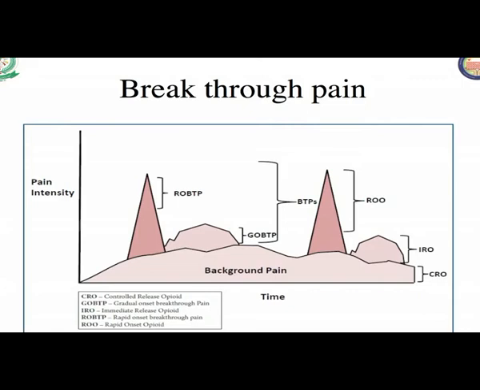Why do we choose this type of opioids? Because the onset of action is faster, and also it ends in a short time, which will cover, as we said, the 3 to 30 minutes pain period.